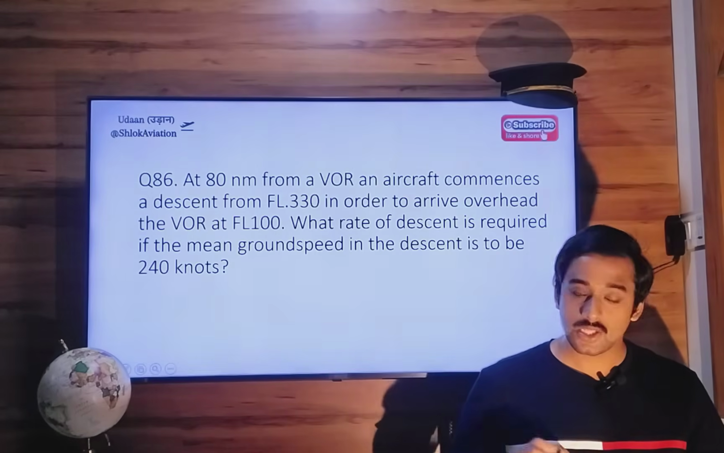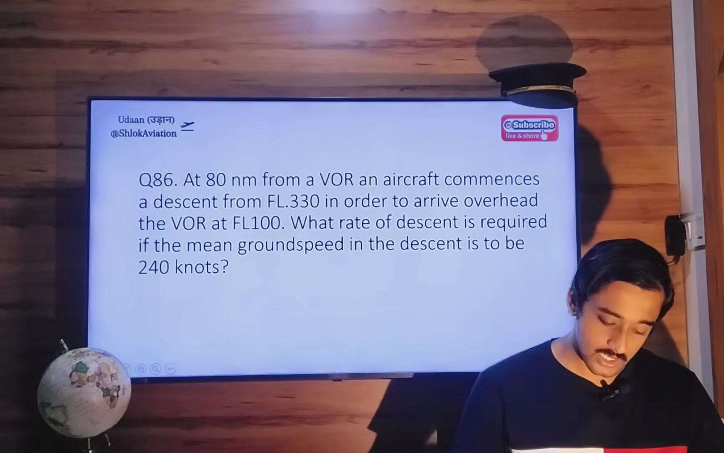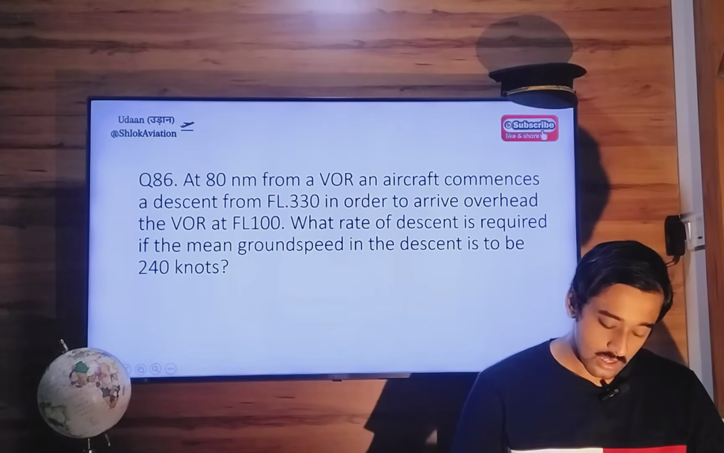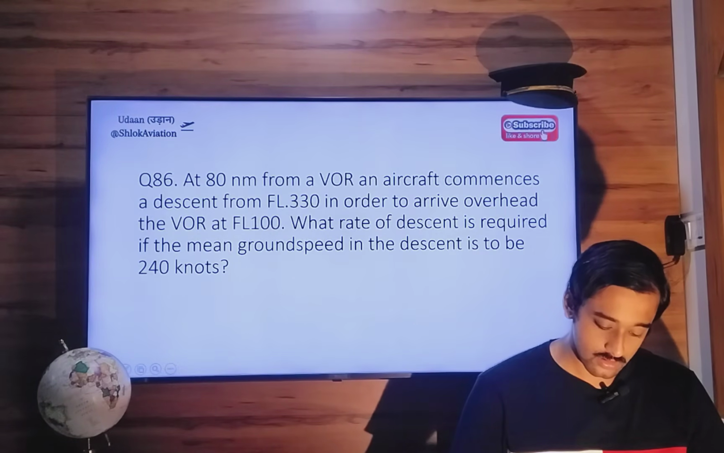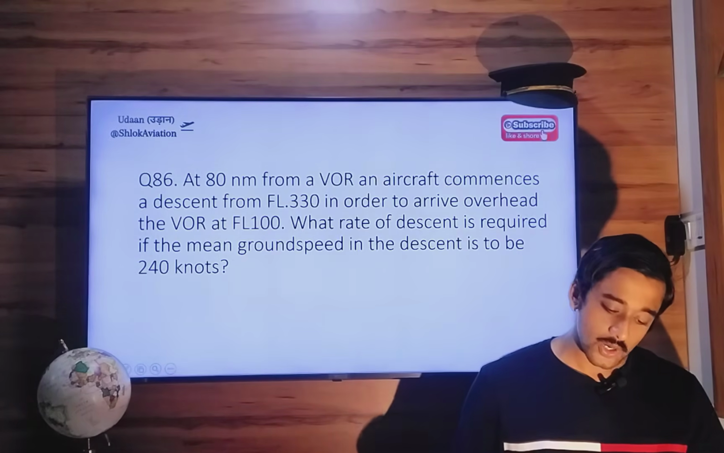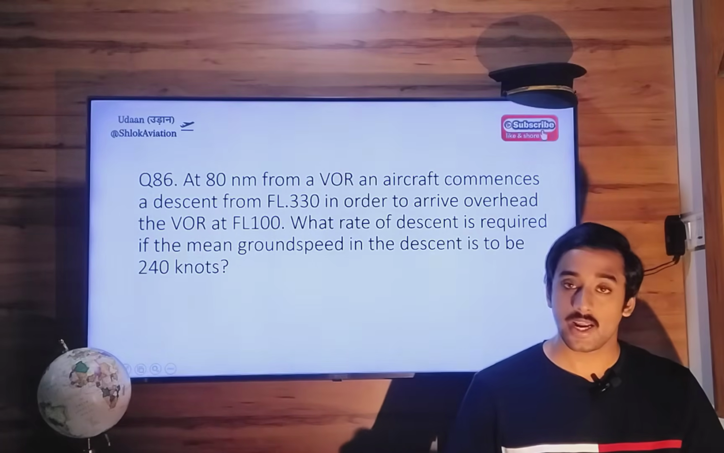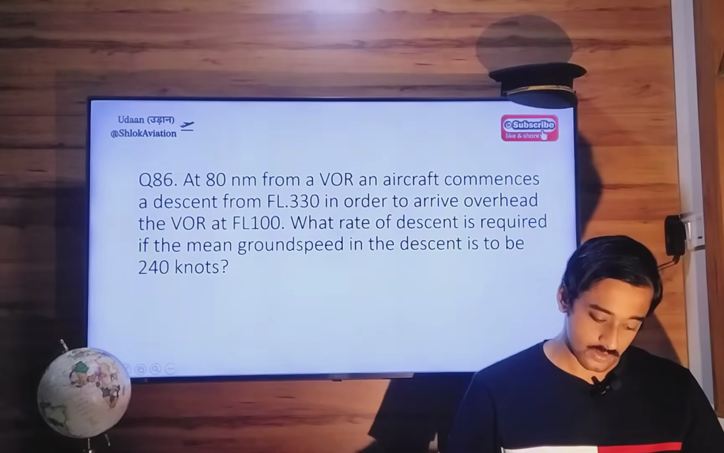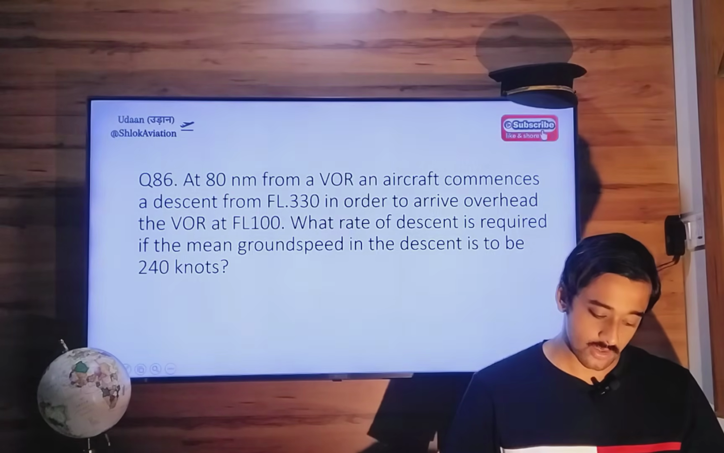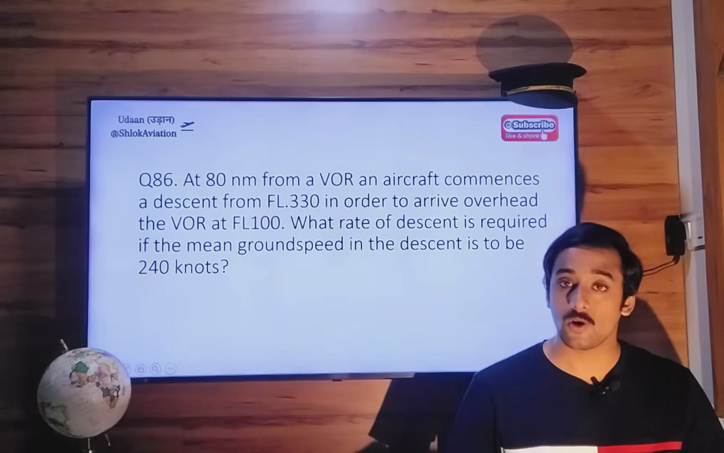At 80 nautical miles from a VOR, an aircraft commences descent from flight level 330 in order to arrive overhead the VOR at flight level 100. What rate of descent is required if the mean ground speed is to be 240 knots?